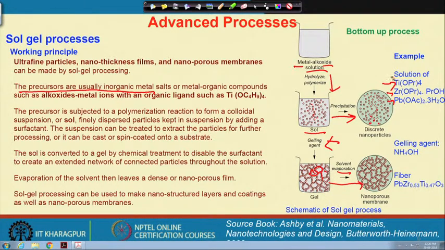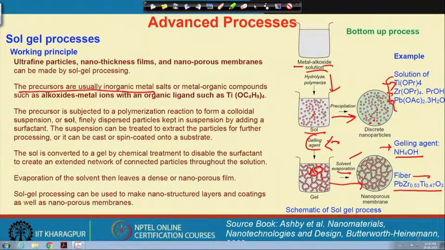So, we can take all these three together and then add some gelling agent, NH4OH, and ultimately after the solvent evaporation we will get such fiber compounds. Okay. So, this is a very typical sol-gel process. However, if you need, let us say, only discrete nanoparticles which may be consolidated later on, you really do not need any gelling agent here.